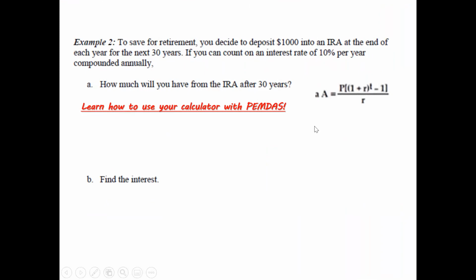IRAs are generally like, there's 2 of them. There is a Roth IRA and a traditional IRA. And this is what people do to save money for retirement. They're both capped at $6,000 a year. So you cannot put more than $6,000 into a year. Some people wish they could do more because, you know, there's a lot of tax benefits.